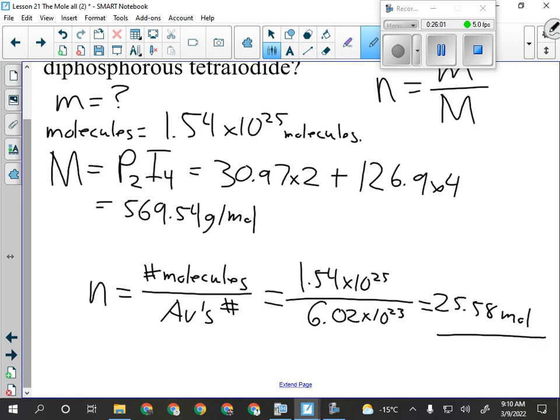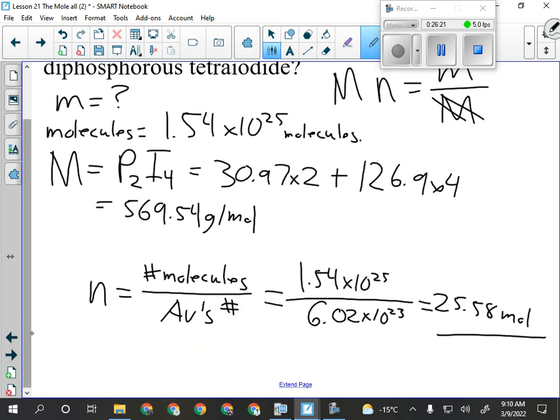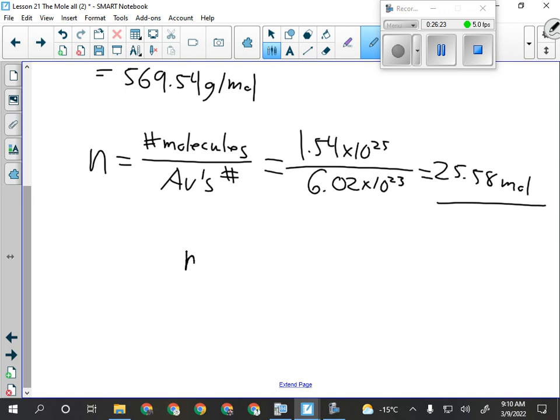Okay, now I have n and big M. Can I calculate mass? Yes, but I have to manipulate first. This is set up to calculate number of moles, and I needed to calculate that, so what do I do with M? Right, multiply it over to the other side. So now, little m equals 25.58, the number of moles, times the molar mass, which was 569.54. So this one's got a fair number of steps in it. That's why it would be worth 5 marks.